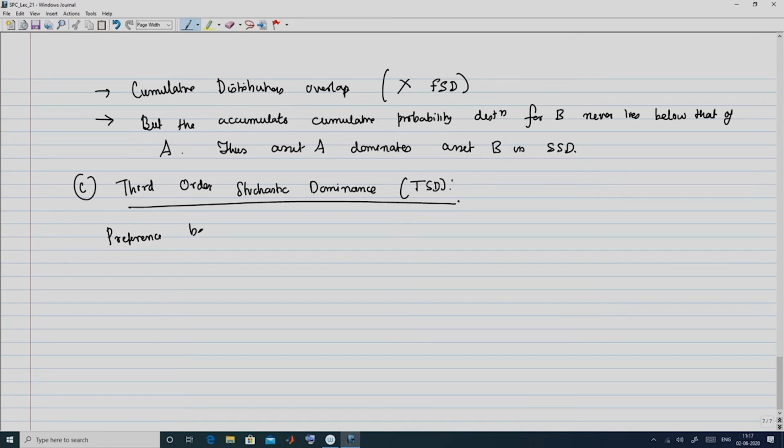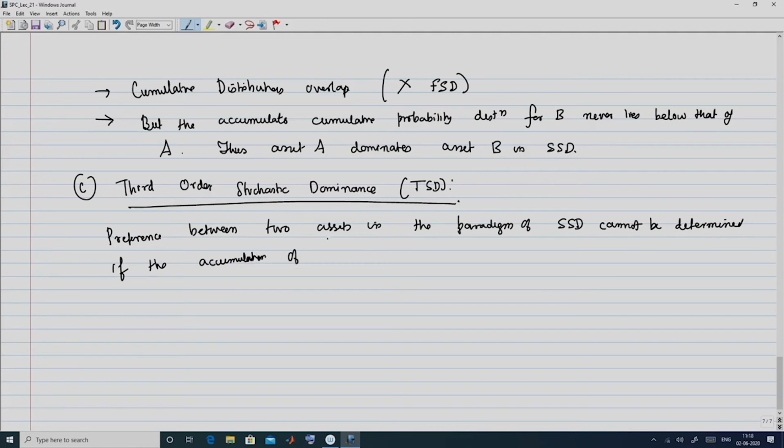So, the preference between two assets in the paradigm of second order stochastic dominance cannot be determined if the accumulation of cumulative distribution for the two assets overlap.